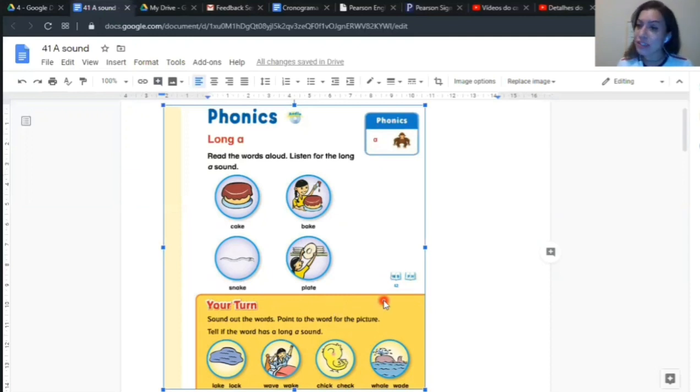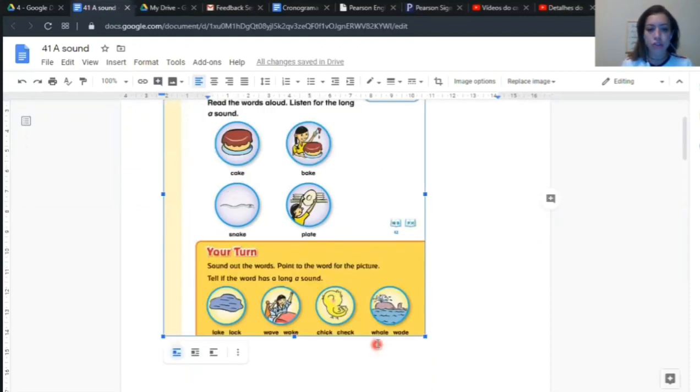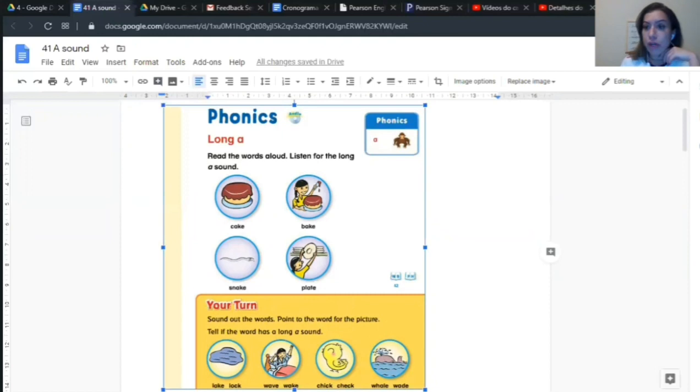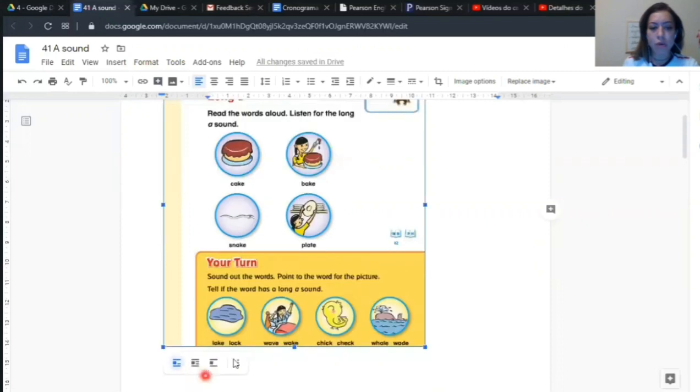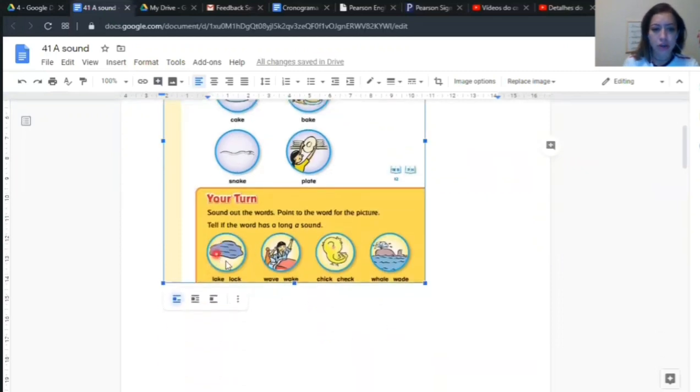Okay, I'm going to show you some more examples, all right? Just here, down here, we are going to look at these pictures, okay? And I want you to try to guess the word that is the picture, all right? So here we are talking about, look at this picture here. What is this? Is it a lake or a lock? It's lake, right, very good.